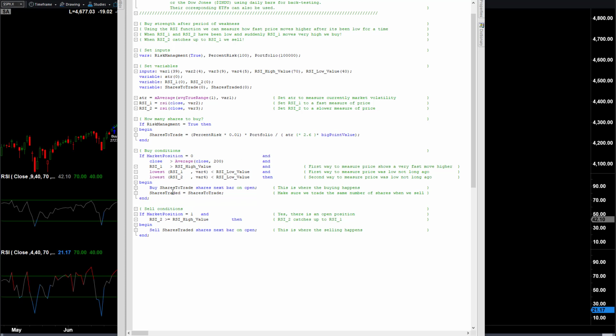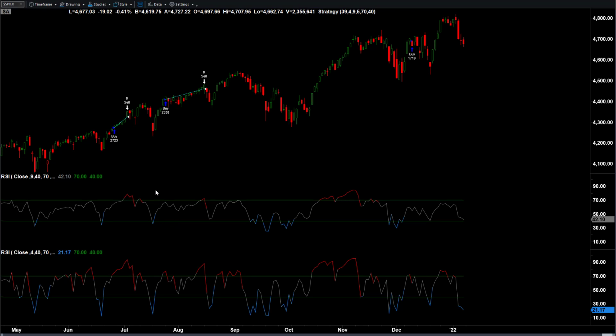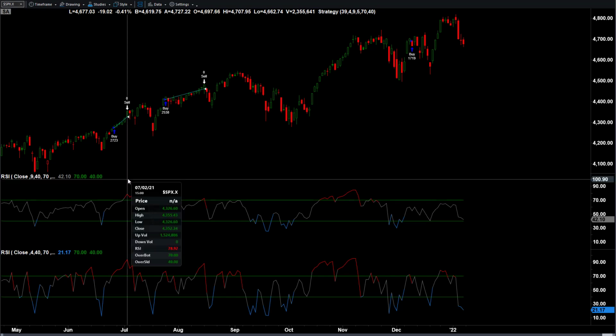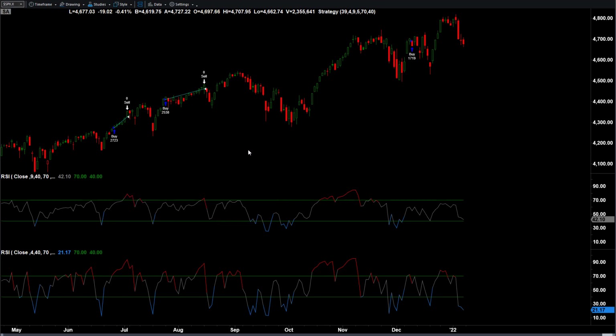And we're going to hold on to that position until RSI 2 catches up. And so we say that's also going to be 70. So once RSI 2 catches up, we're going to just sell. And we do that again and again and again.